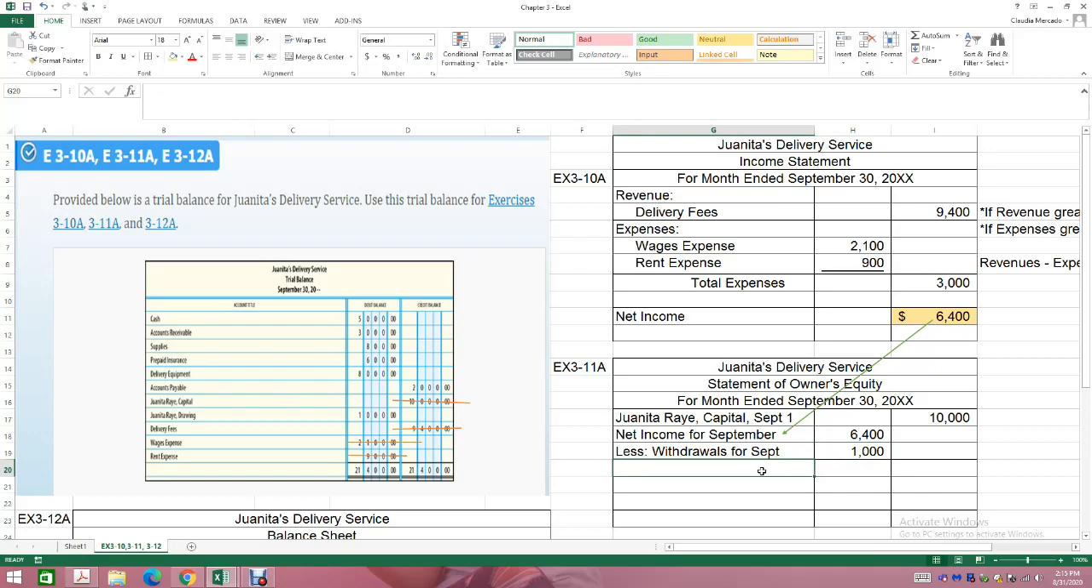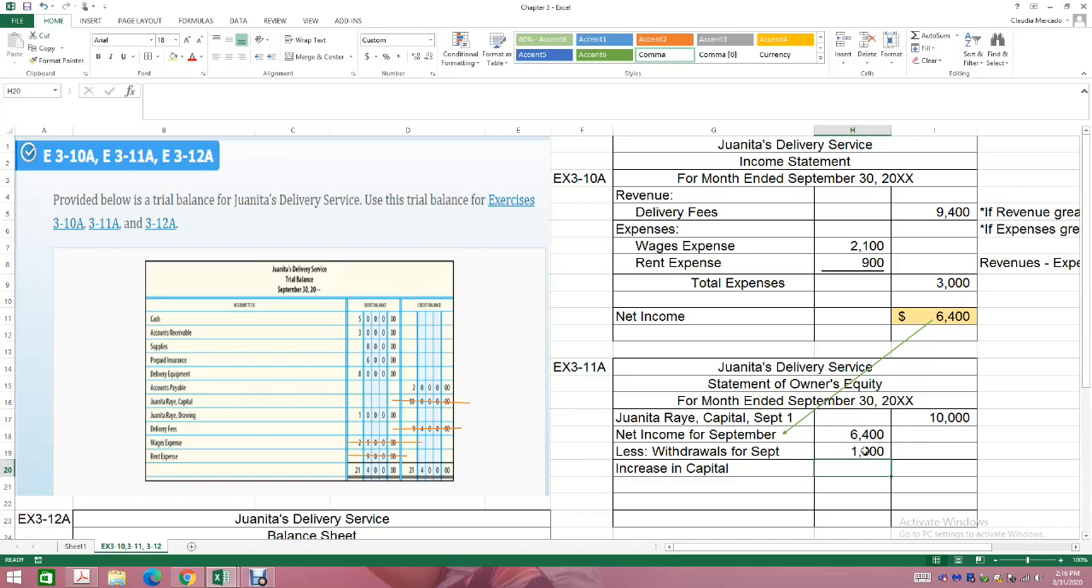Okay. So you're going to start off with your beginning capital. You're going to add your net income or loss, whatever you have. If it's a loss, it's a minus. We're going to subtract any withdrawals that we had for September. Okay. And that is going to be our increase in capital. Now it's an increase because net income is greater than your withdrawal for September.